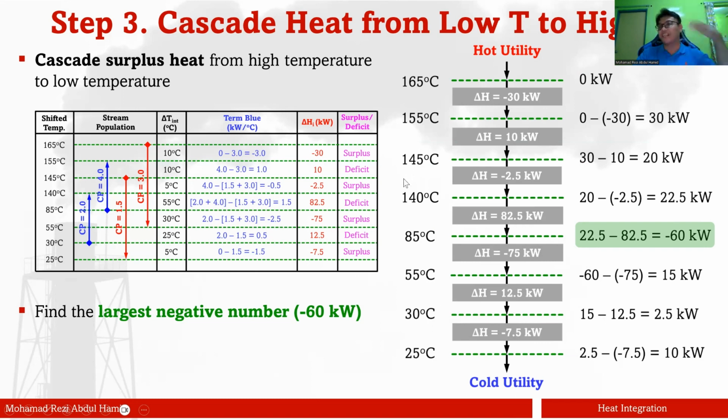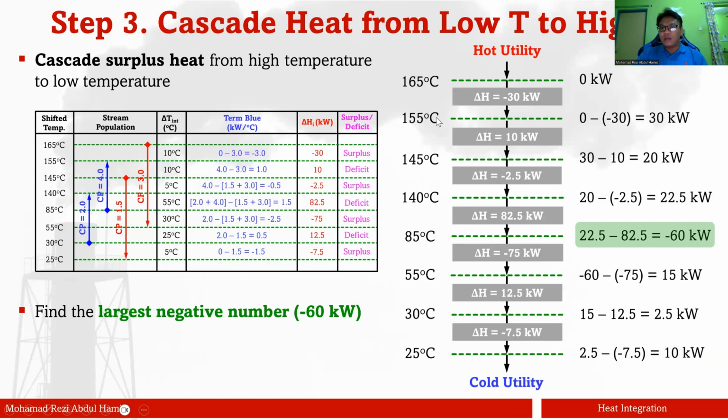You create a cascade essentially from higher temperature to lower temperature. But in my title here, it says from low temperature to higher temperature. Maybe it's correct actually. I don't know. I'm not really good with grammar, but whatever. So on the left column is the shifted temperature. So on the right column here, at 165 is basically zero.